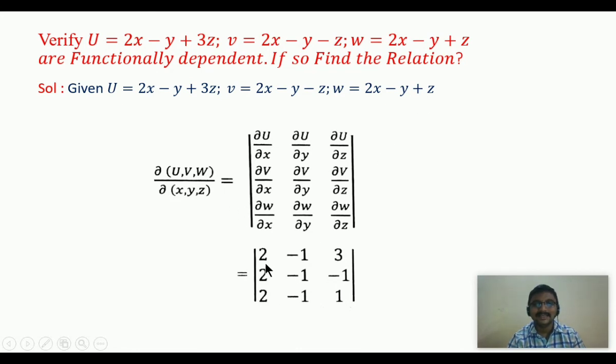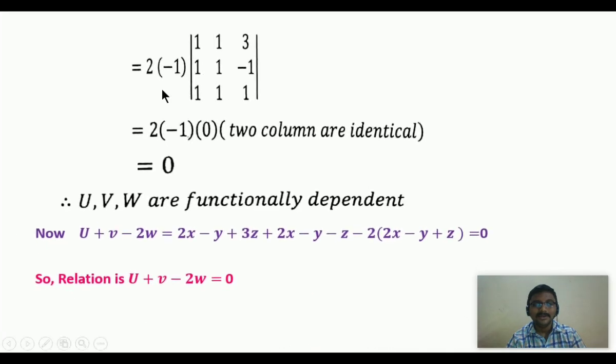So it is the determinant of 2, minus 1, 3; 2, minus 1, minus 1; 2, minus 1, 1. Now we have to evaluate this 3 by 3 matrix determinant. For this we just take out the common factor minus 1 and then simplify. So clearly here two columns C1 and C2 are identical. When any two columns or two rows are identical, then the determinant value is 0. So that is 2 into minus 1 into 0, which is 0. Thus u, v, w are functionally dependent.